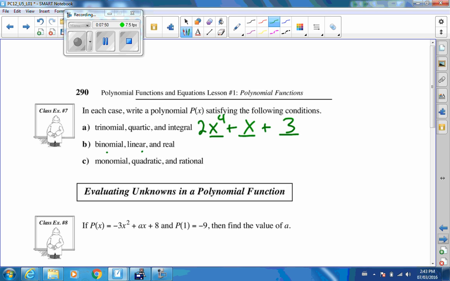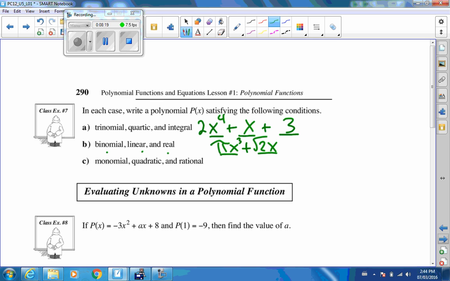Binomial, linear, real. So this one I have to have two terms. They both have to have different x's. Let's do x cubed and x. And then they have to be real, which means they can't be just rational. So I could have pi x cubed plus root 2x. And I wouldn't even need to have both. Just one of those being irrational would be fine.